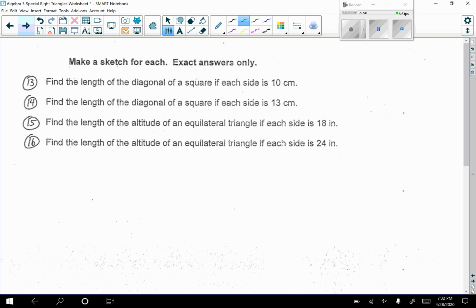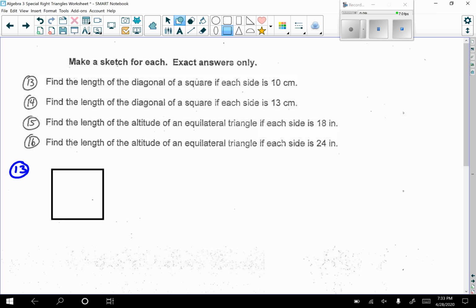All right, for the last 4, we had to draw pictures. And I will tell you, 13 and 14 were pretty much the same, just different sides were given. So we didn't have to do anything different between 13 and 14, and then 15 and 16 were very similar. But what we want to do for 13 is just go ahead and draw a square, and then draw a diagonal in here.